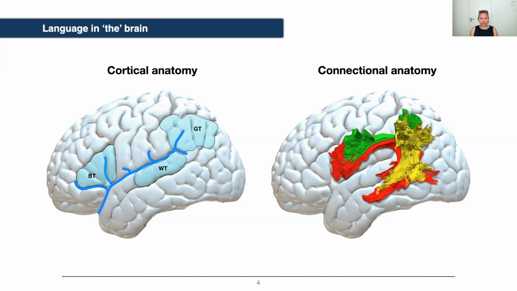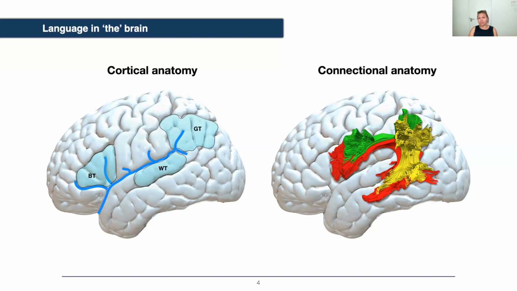the classical textbook description would be that there are 2 to 3 cortical areas for language functions. That would be in the inferior frontal gyrus, so-called Broca's area, important for articulation. Then in the posterior temporal gyrus, Wernicke's area, important for comprehension. And then there was this relatively recent addition of the inferior parietal lobe, Geschwind's territory.